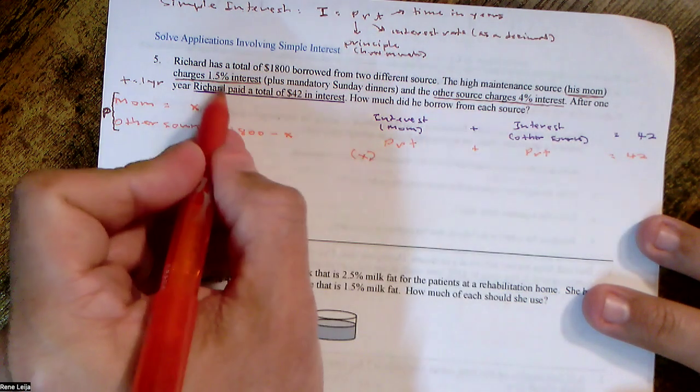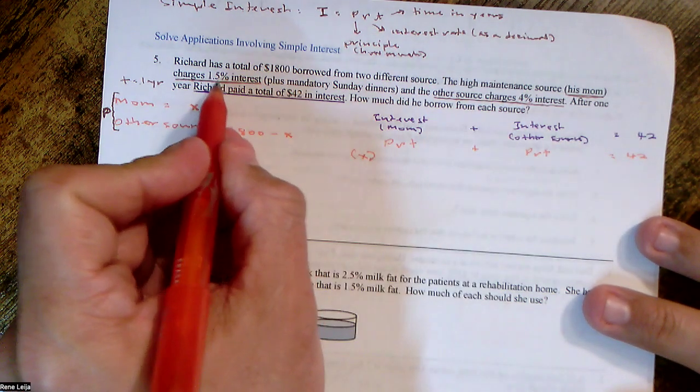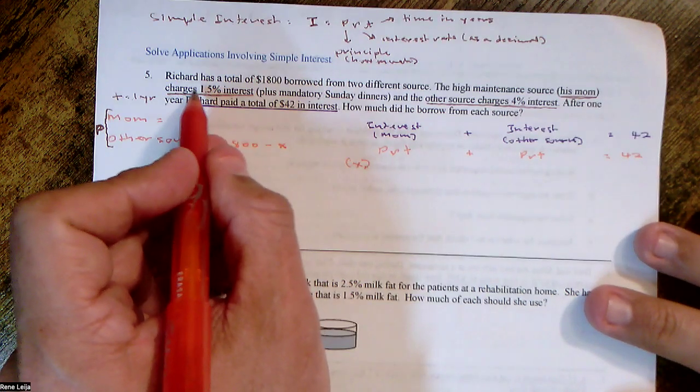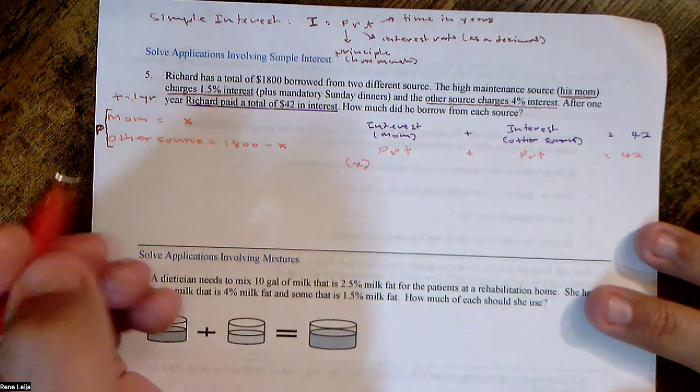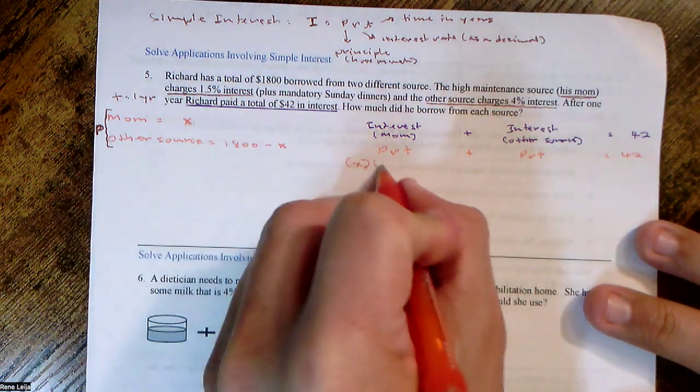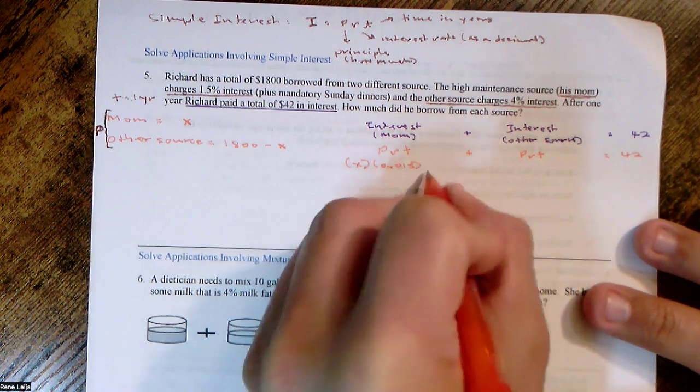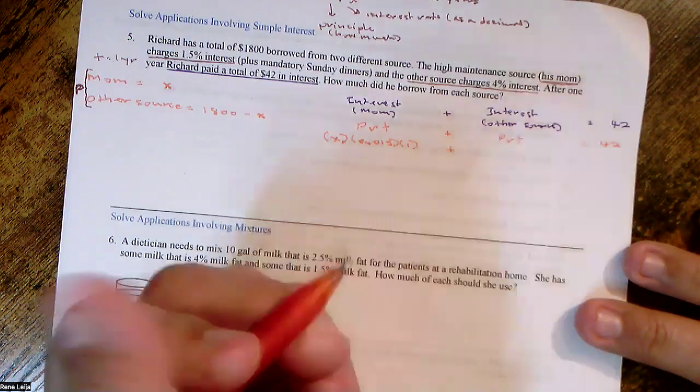The rate from mom is 1.5%, but we have to turn this into a decimal, so 1.5%. We move it 2 places to the left, so that's 0.015. And then time is just 1 because it's 1 year.